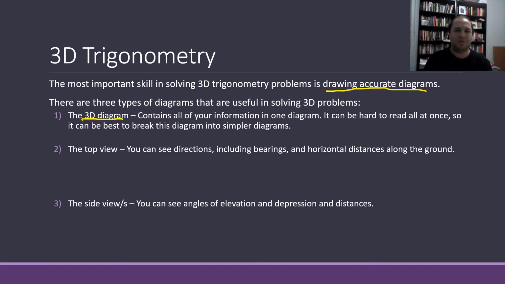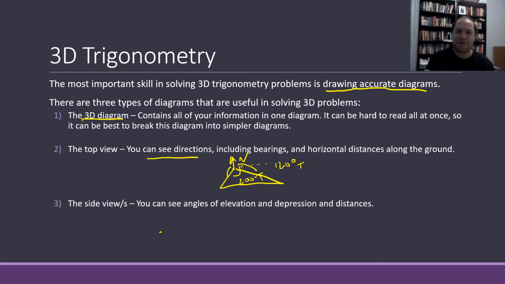These other two views are the top view, where you can see directions including bearings and horizontal distances along the ground. So let's say we've got a point here. We might have a triangle that looks something like this. We might know that's north, and then we can get our bearings from here. That might be 120 degrees true, and then the angle around to here might be 200 degrees true. So we can see bearings with a top view because we know north is going upwards, and then we can get our bearings from there.